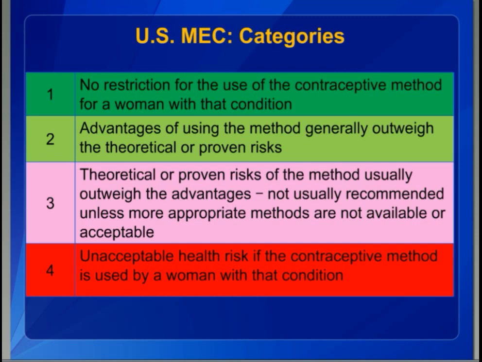A number 2 falls in between, and that means that most evidence suggests that it's generally safe for someone with a particular condition to use the method, and that the advantages of using the method generally are going to outweigh the theoretical or proven risks. Whereas a 3 generally means the theoretical or proven risks of the method usually outweigh the benefits of using that method, and other methods should be considered if possible or acceptable to the woman. For some conditions, the numeric classification does not entirely capture the recommendation, and a clarification statement is given.